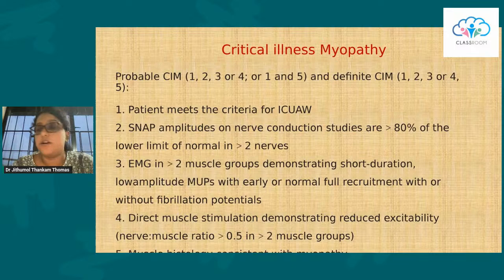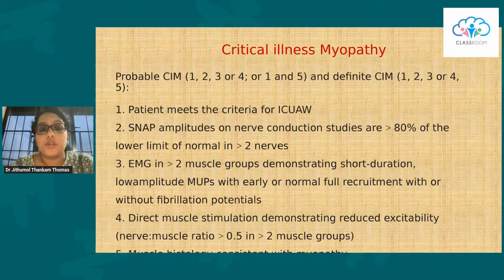And here, when you do the EMG, in more than two muscle groups, you see short duration, low amplitude motor unit potentials. In CIM, you see short duration and low amplitude motor unit potentials because there's loss of the muscle fibers. And there is early or normal full recruitment with or without fibrillation potentials.